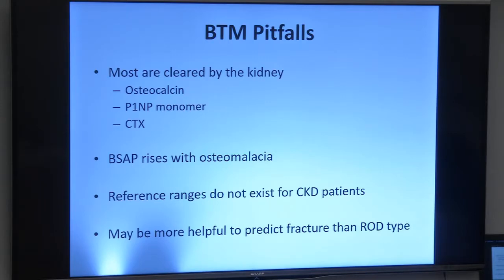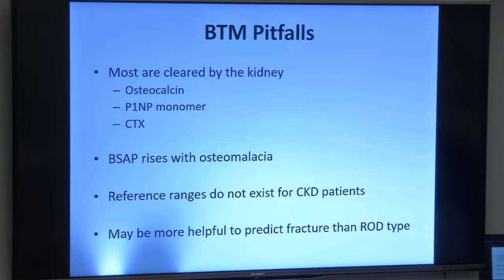In osteomalacia, BSAP may be very high. So if you check a BSAP in a patient with osteoporosis, and the BSAP is very high, it could be high turnover bone disease, or it could be osteomalacia. Because that's one dilemma.